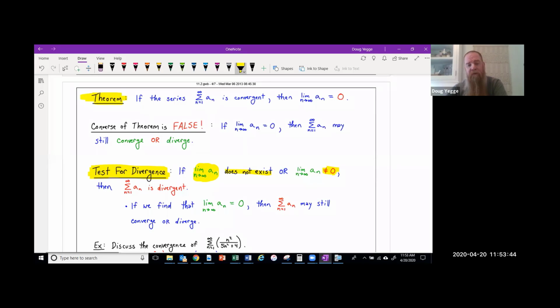The only way for a series to converge is if the terms in the sequence go to 0. So if the terms in the sequence don't go to 0, then the series is automatically divergent. Okay, that's what we call the test for divergence. And it's just a good starting point to test for convergence and divergence of any series.